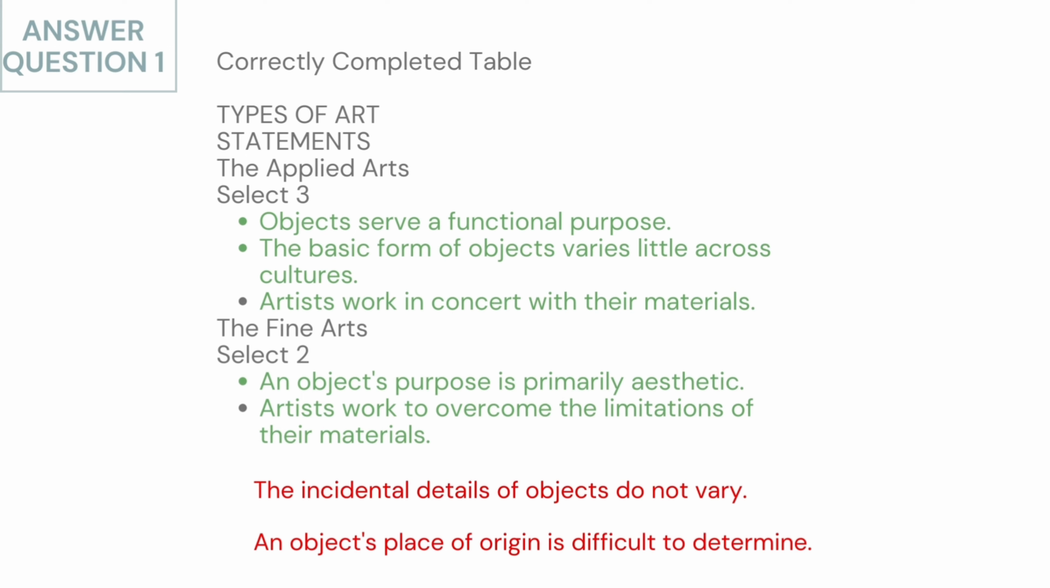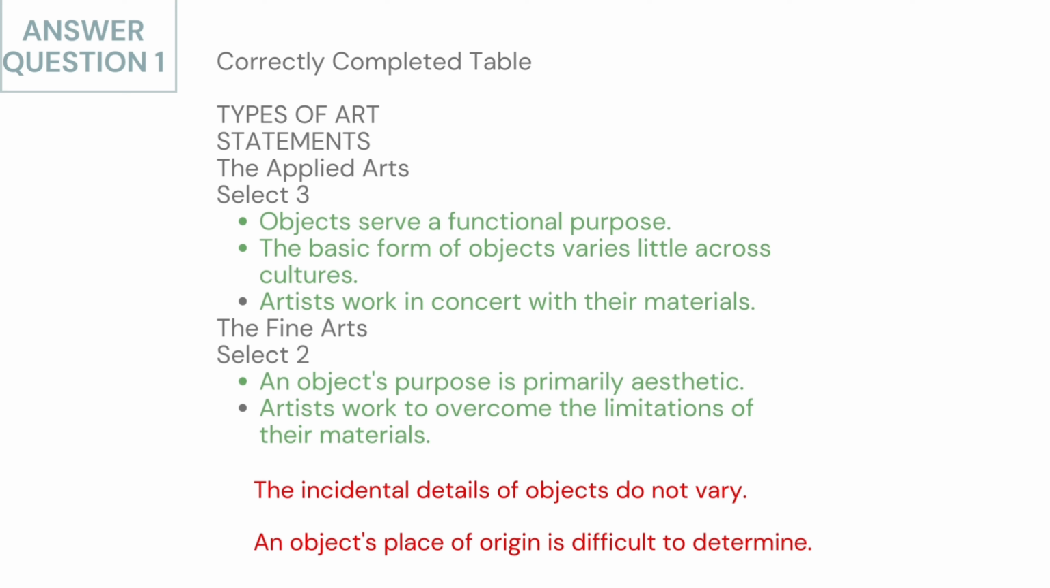Next statement, the basic form of objects varies little across cultures. In paragraph 1, sentence 5, the passage states that certain laws of physics are universal. Then in sentence 7, the idea is further developed with the statement that functional forms can vary only within limits. And the next statement, artists work in concert with their materials. This is stated explicitly in the last paragraph of the passage.